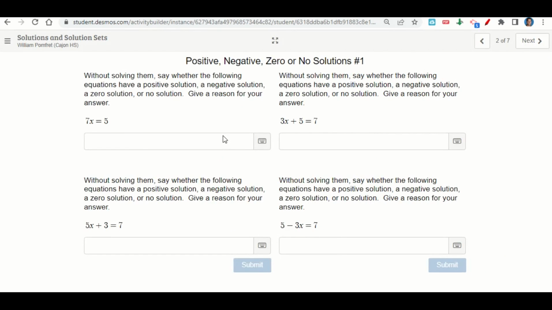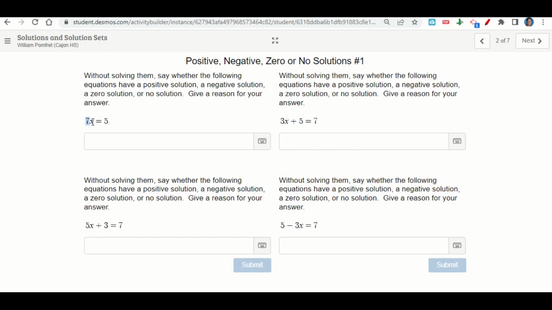It says, without solving them, say whether the following equations have a positive solution, negative solution, 0 solution, or no solution. So positive solution means that our result is some positive value. Negative means it's negative. 0 means the solution is 0, and no solution means there's no possible answers.